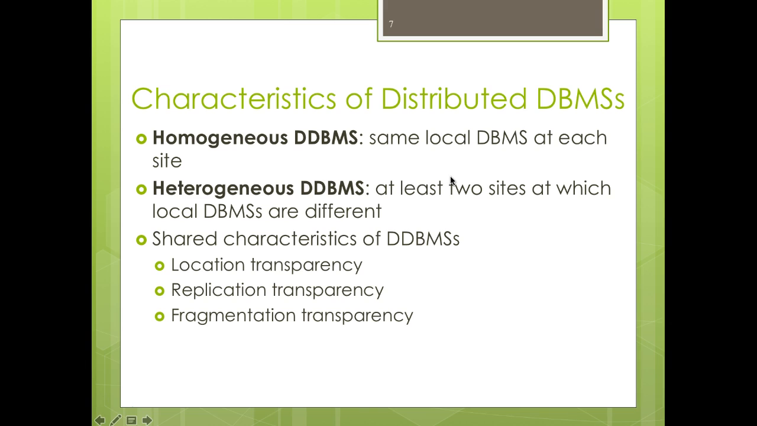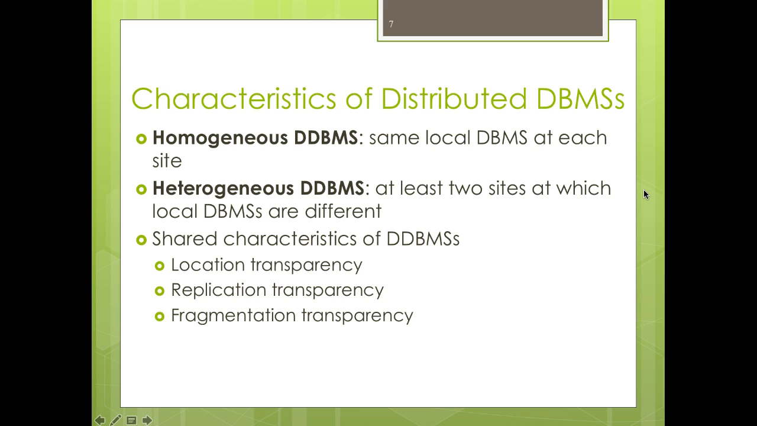For distributed DBMSs, we have different types. We have homogeneous, which means we have the same local DBMS at each site, meaning each site is using Microsoft SQL Server, or each site is using MySQL, or each site is using Oracle. We can also use a heterogeneous DBMS, which means we could be using Microsoft SQL Server at one location, dBase at another location, and Oracle at another location, and all of them will work as one database system, but in reality they're all different systems.